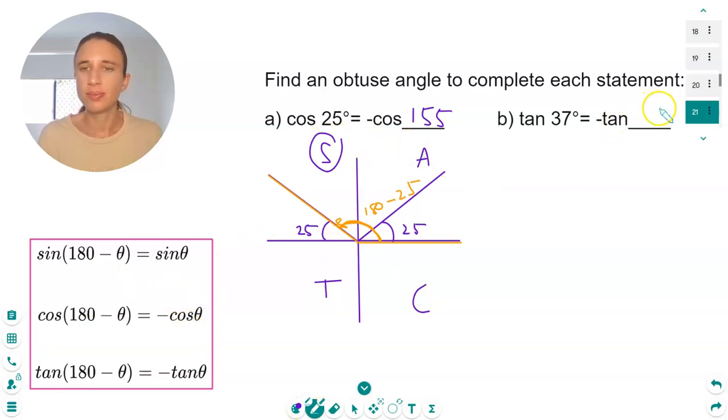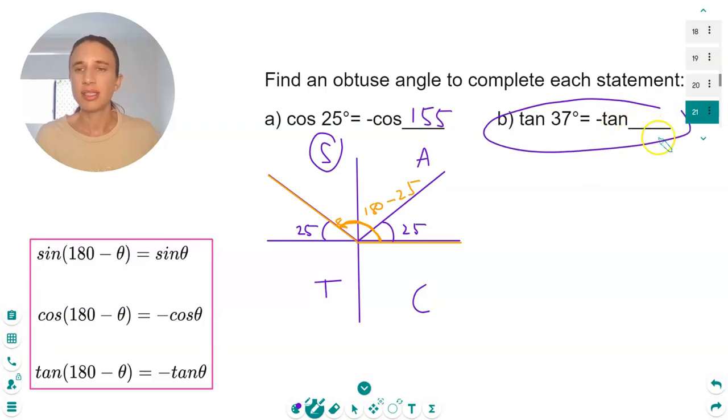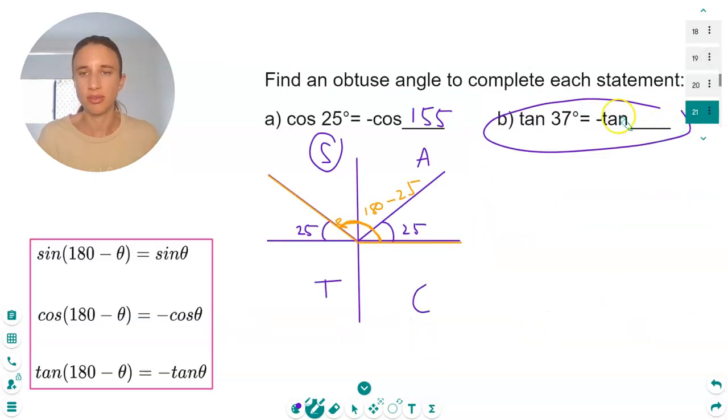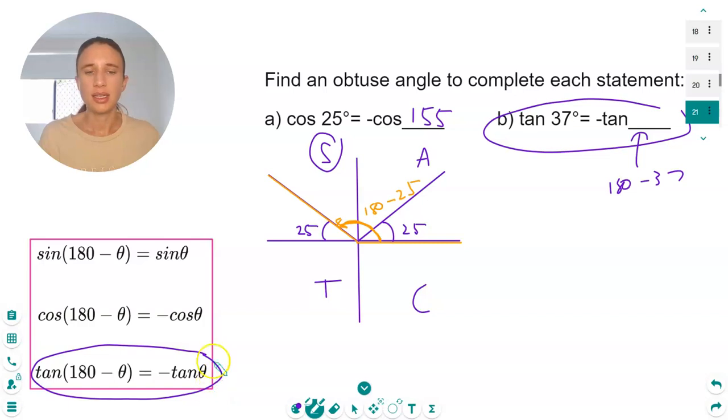Now for this one, tan 37 is negative tan something. We're just looking at, for obtuse angles, only sine is positive. So we know that to find the obtuse angle, we've got to subtract it from 180. You can look at that and see that we have this relationship. We're just going to take it away. 180 take 37 is 143.